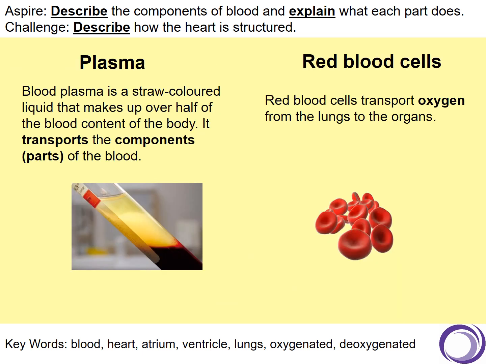Now, if we look at these individual parts of the blood in more detail, you can see that the blood plasma is a straw-coloured liquid, and it makes up just over half, 55% of the blood content of the body. And the plasma transports all of the components of the blood. The other part, which might be familiar to you from the last lesson, are the red blood cells. And if you remember, they transport oxygen from the lungs to all the organs and tissues in the body.